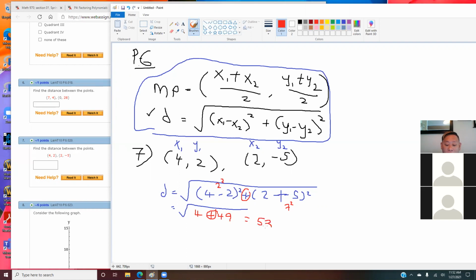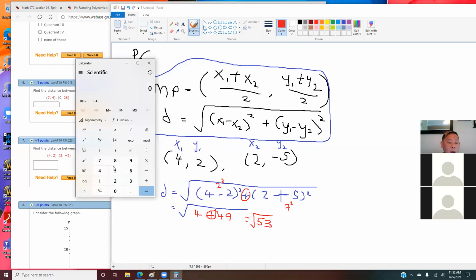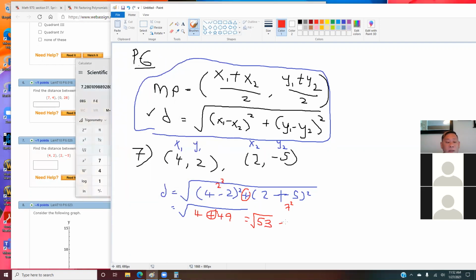Now your answer is not 53. Your answer is square root of 53. Okay, don't forget you need a square root. And then students will take out the calculator and do the square root of 53, which is 7.28 something.